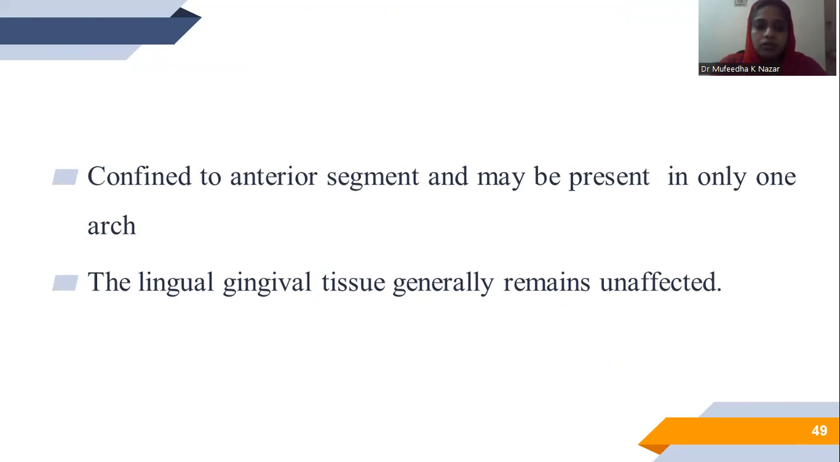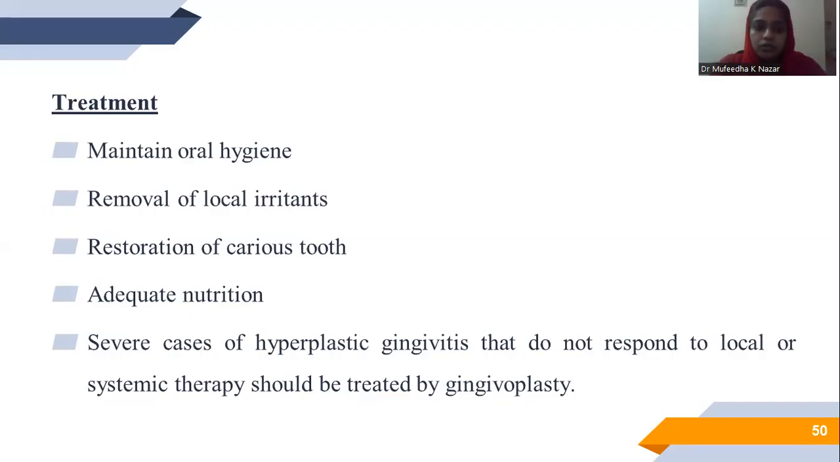This type of gingivitis is usually confined to the anterior segment and may be present only in one arch. Usually, the lingual gingival tissue remains unaffected. The mainstay of treatment of puberty gingivitis is the maintenance of oral hygiene and the removal of local irritants, restoration of carious teeth, and adequate nutrition. In severe cases of puberty gingivitis that do not respond to local or systemic therapy, gingivoplasty can be done.